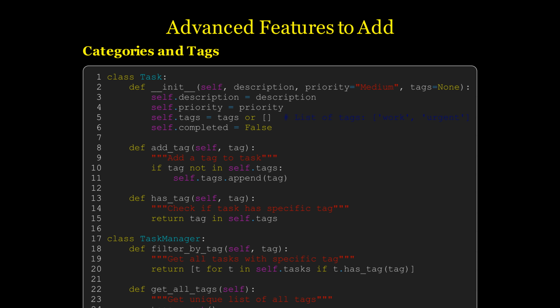In TaskManager, add a filter by tag method that returns all tasks matching a tag using a list comprehension. Add get all tags to show users what tags exist, using a set to collect unique tags from all tasks. This enables powerful organization. You could view all work tasks or all urgent tasks. Add a menu option to filter by tag, making it easy to focus on specific categories.